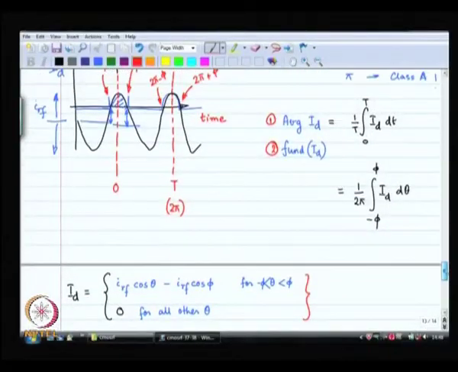So, how do you find out the fundamental of ID? You do a Fourier series. Okay, this is the expression for ID. Fundamental of ID is by doing a Fourier series. No, it is not IRF. It is not IRF. Do not worry. You do a Fourier series expansion, and that is what is going to tell you what is the fundamental component of ID.